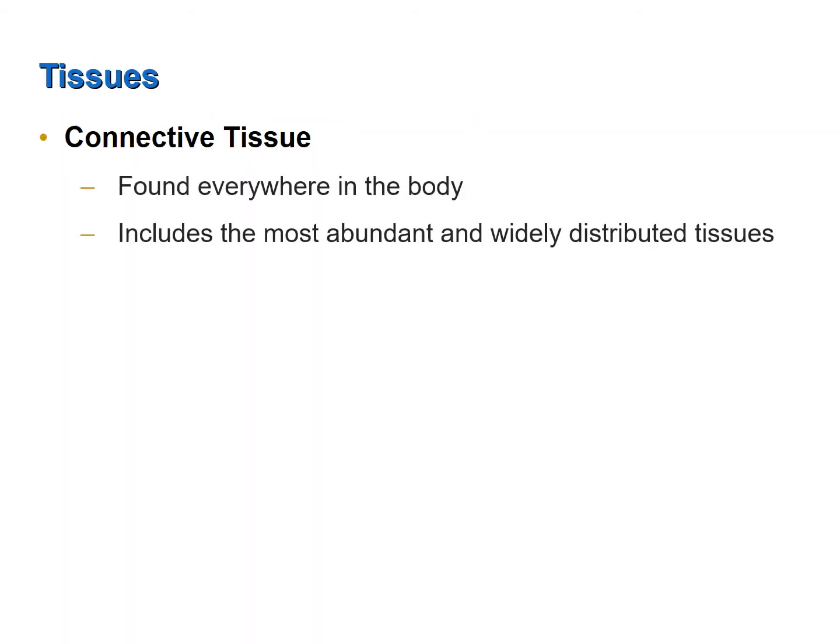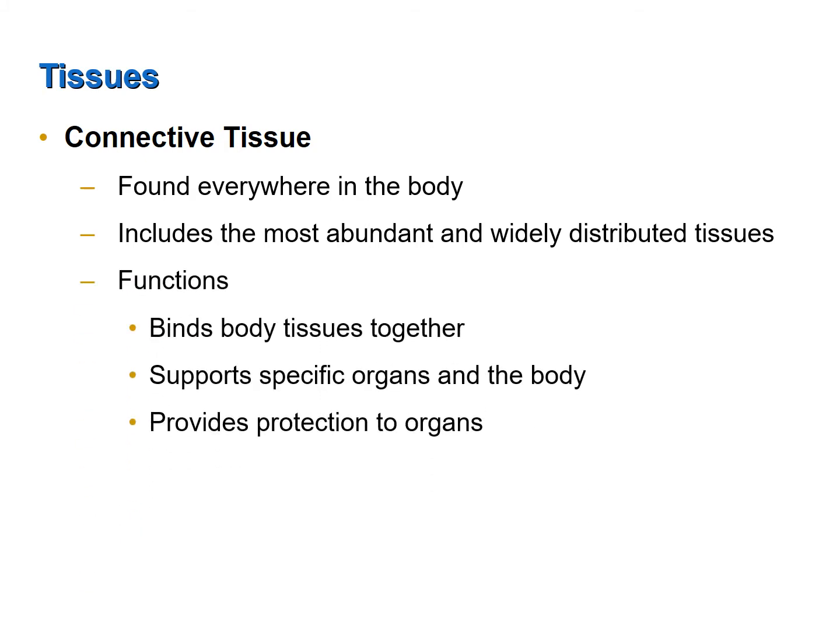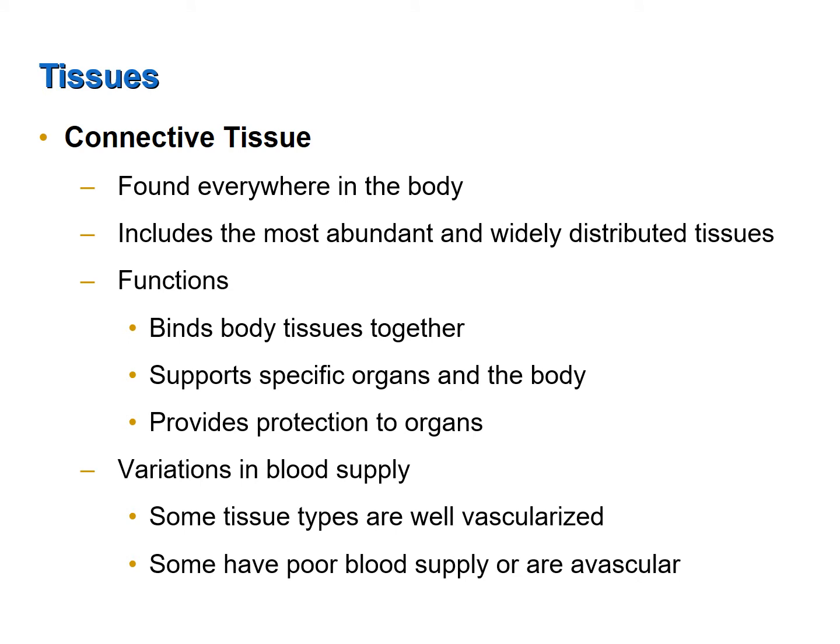Connective tissue is the most widely distributed tissue in the body. It's literally found everywhere. Functions include binding one body tissue to another, connecting different organs to one another and different parts of the body to one another, as its name implies. Connective tissue supports many organs as well as the body in general, and it also, in some cases, provides protection to organs of the body.